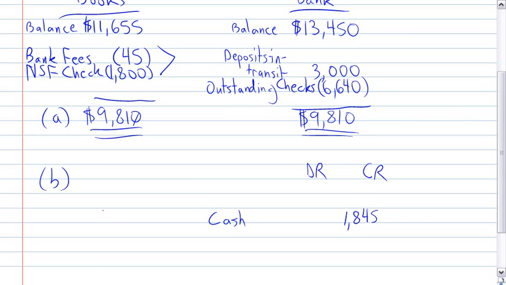Okay, so what do we do on the debit side? The bank fees is going to be some kind of expense account. We can maybe have a special expense account for fees, or if we don't have a special account for fees, we could put those in miscellaneous expense. So it just depends on how the company accounts for those fees. So we would debit the miscellaneous expense for $45. Okay, the other $1,800 debit.